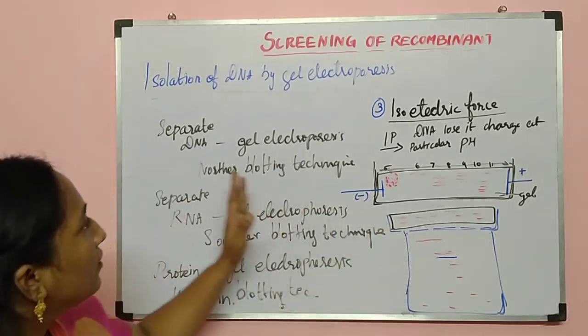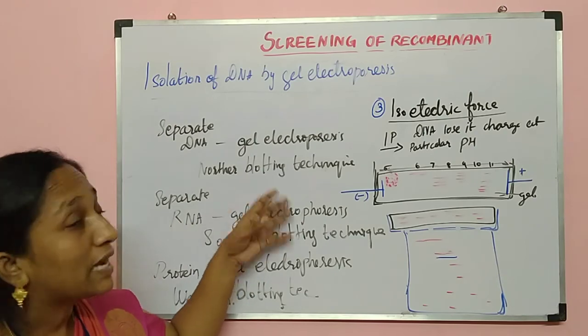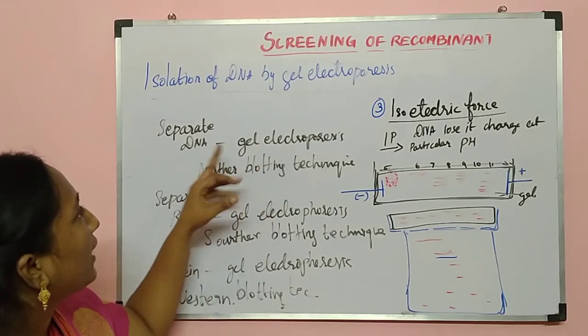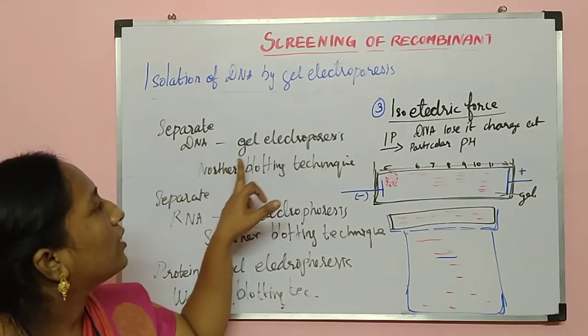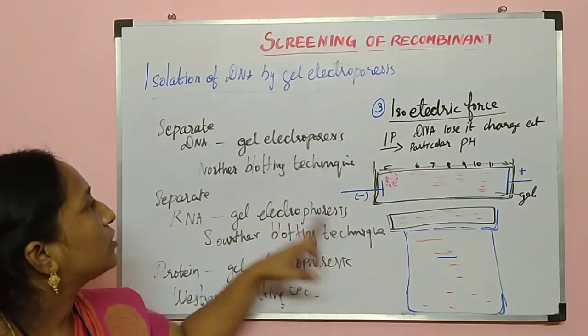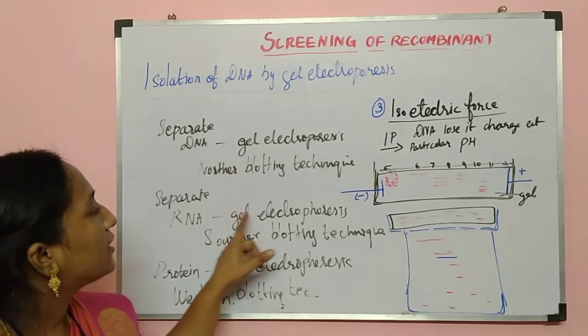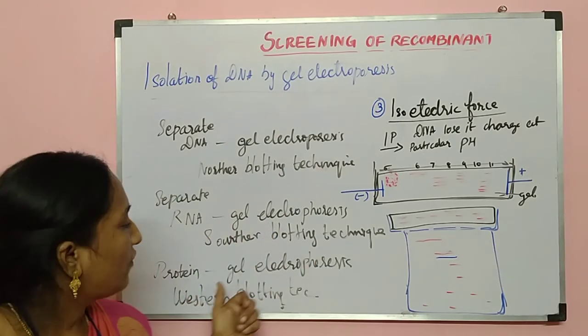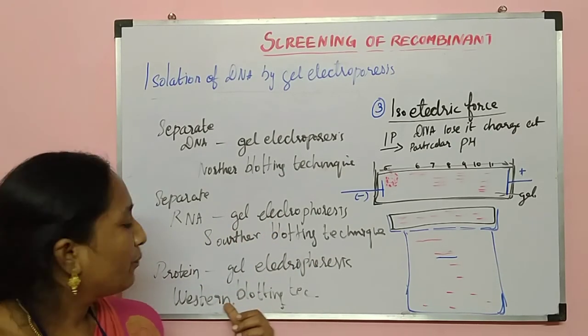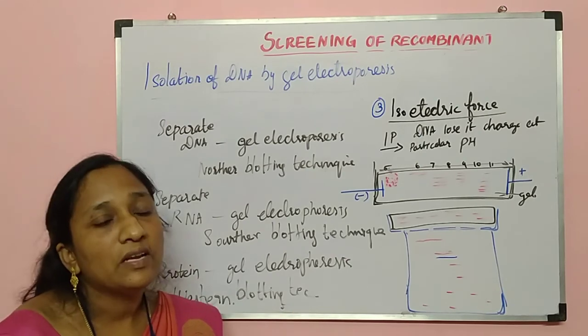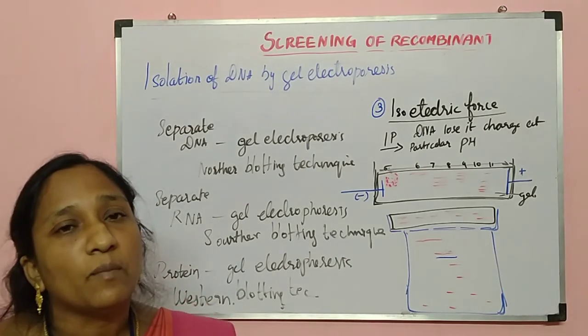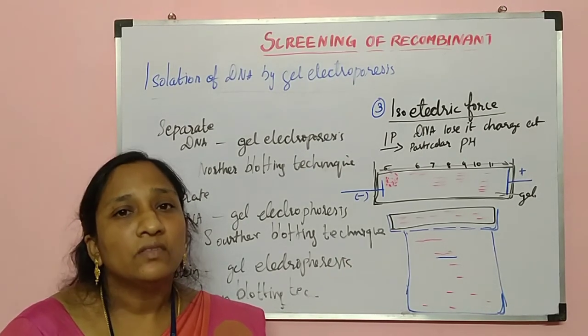So after that, the next technique is isolating by the blotting technique. If we separate DNA through the gel electrophoresis method, it is called Southern blotting technique. If you are separating RNA, it is called Northern blotting technique. If you are separating protein, it is called Western blotting technique. Children, in the next class we are going to learn about the blotting technique. Thank you, children.